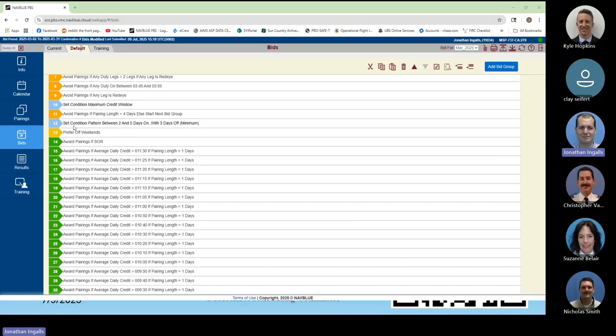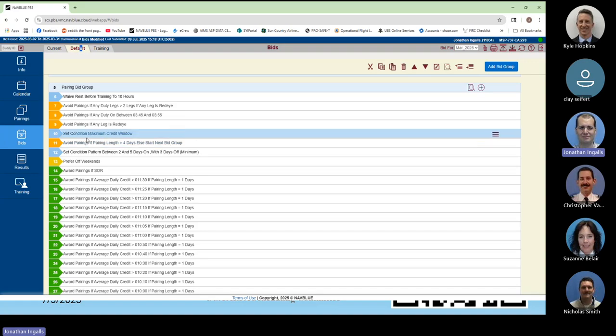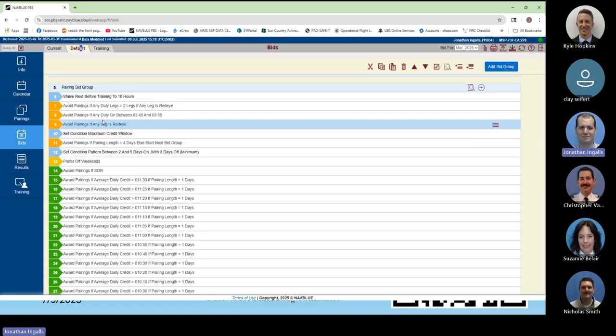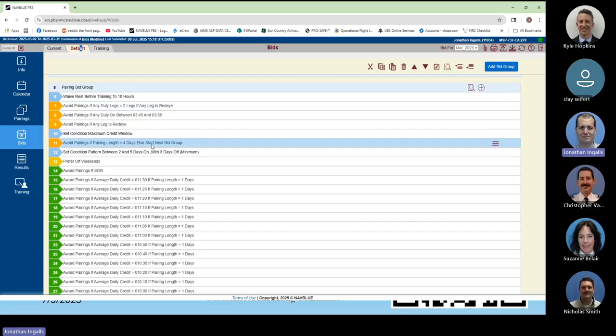If it can't do that, it's going to deny this condition of time off and see if we can do that. If it can't do that, it's going to note that the next line says avoid pairing length of 4 days, else start next bid group. It'll actually skip over that one and try to take me out of the max credit window. It'll try this, and this, and this. And after all of that fails, it'll come back to this and say, man, you got to work a 4-day trip, unfortunately, or a 5-day trip.